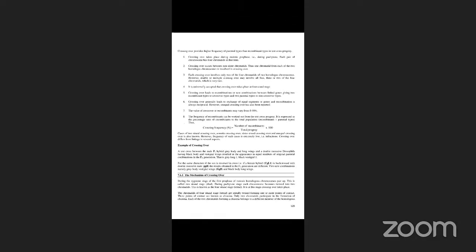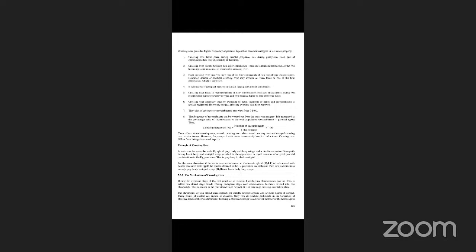So cases of two-strand crossover, somatic crossover, sister strand crossing over, and unequal crossing over are also known. The frequency of such cases is extremely low, so that is called infractions. And crossing over differs from linkage in specific aspects. Okay, I told you the several aspects of how it is different.